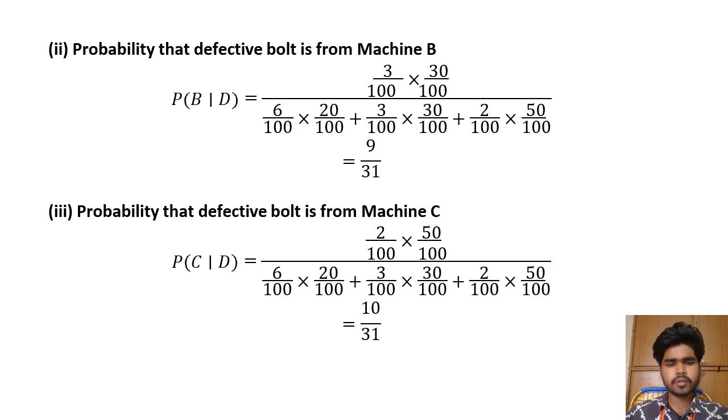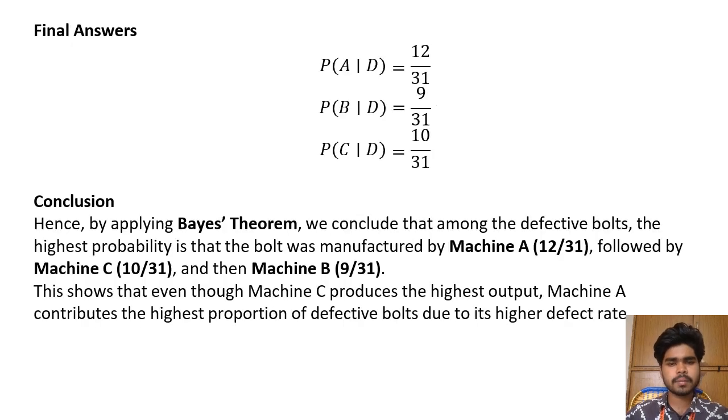Probability that the defective bolt is from B. Similarly, substitute the values and you get 9 by 31. Similarly for machine C, we get 10 by 31. Final answers: the bolt defective from machine A is 12 by 31, from B 9 by 31, C 10 by 31.